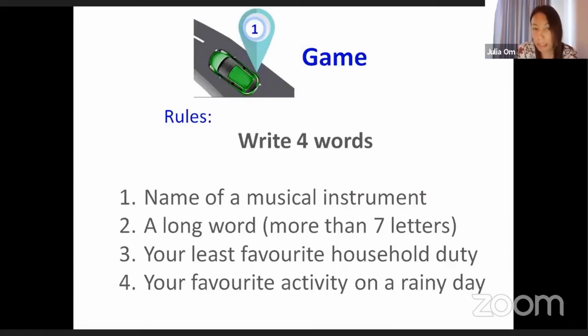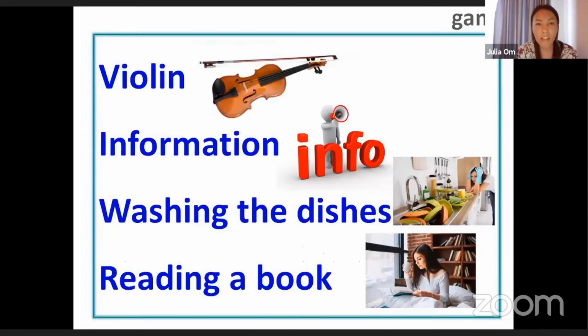So, the second round. You should write the name of a musical instrument, a long word that contains more than 7 letters, your least favorite household duty, and your favorite activity on a rainy day. For example, my answers are violin, it's a musical instrument, information, it contains 11 letters, washing the dishes, I hate doing this, and reading a book.